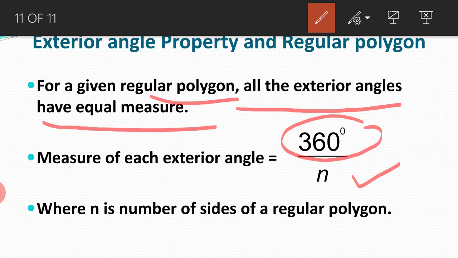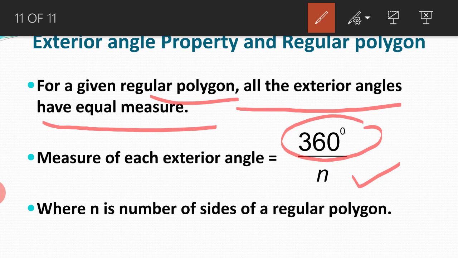And then the property: sum of all exterior angles of any polygon is always 360 degrees. You take a triangle, you take a 24-sided polygon, you take a 15-sided polygon, sum of exterior angles will be constant. It will be always 360 degrees. What will vary? Sum of interior angles will change. Are you getting it?